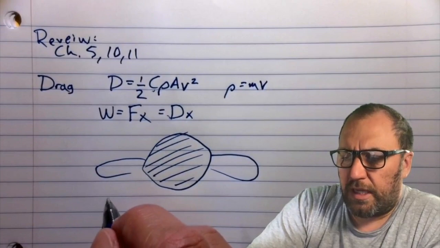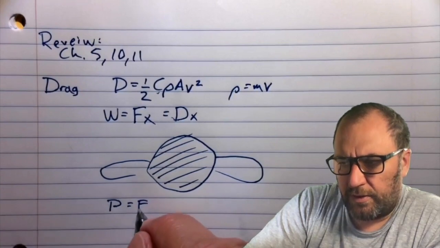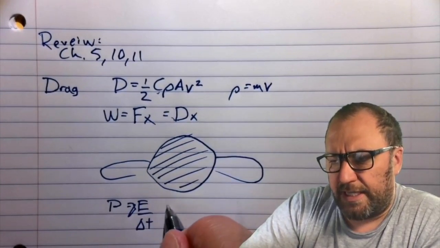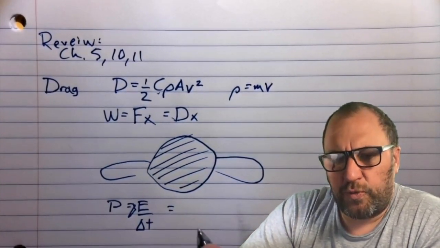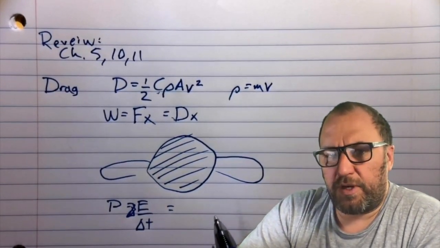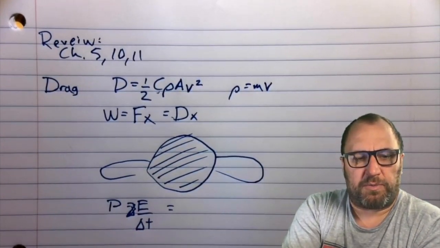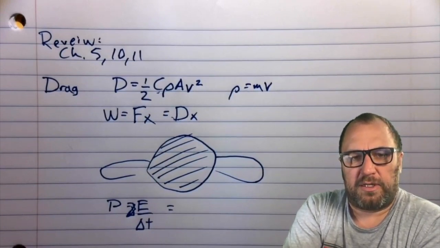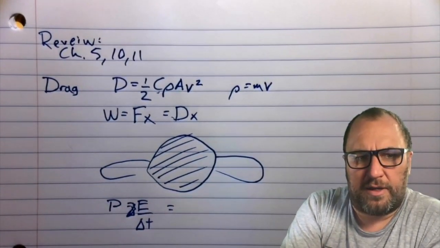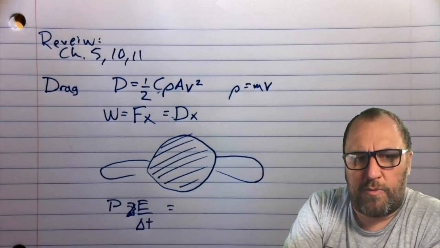Now we might want to look at power. Okay, so power is energy divided by time. So delta E over delta T. Okay, so this would be how much work are we doing per unit time. Okay, so if we wanted to know our power, then we need to know how much energy is being used per second. Okay, so that's definitely something to think about.